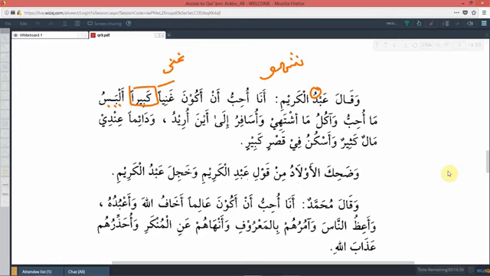Wa usafiru ila aina urid, and I will travel ila to aina, where or wherever urid, I want. Wa daiman, and always, indi, with me, malun kathirun, a lot of money. Mal is wealth or money. Plural, amwal.